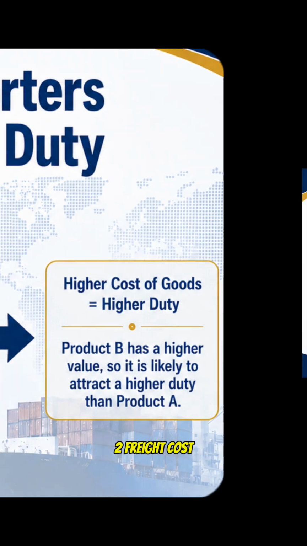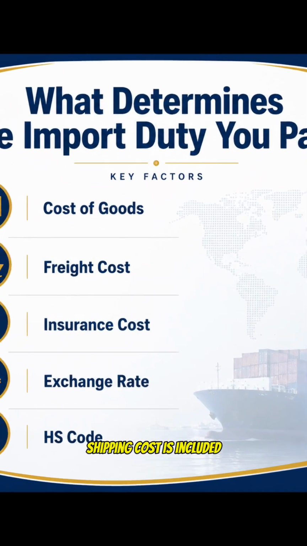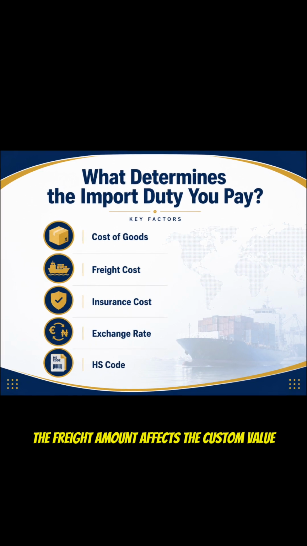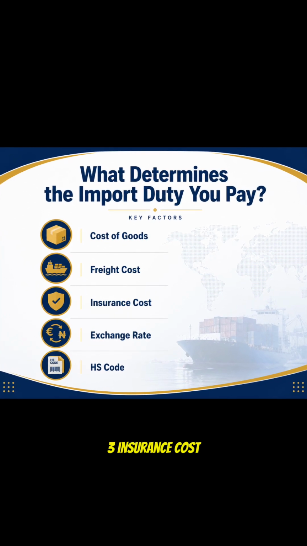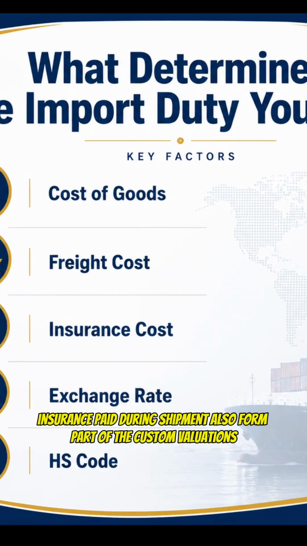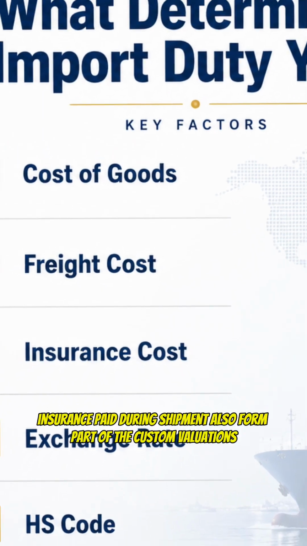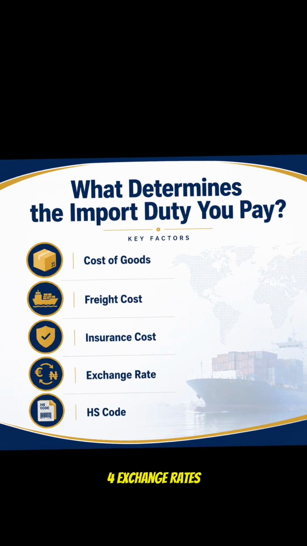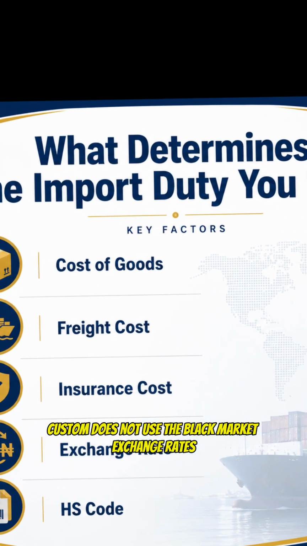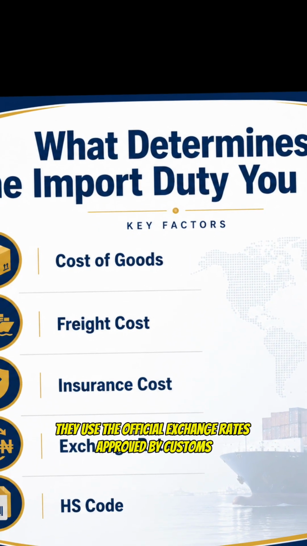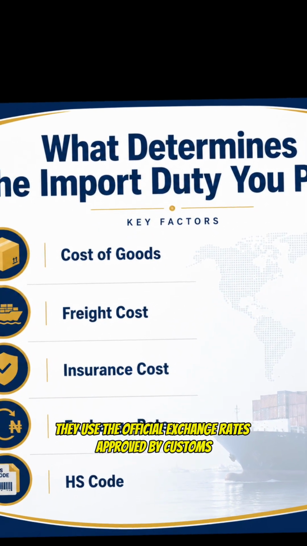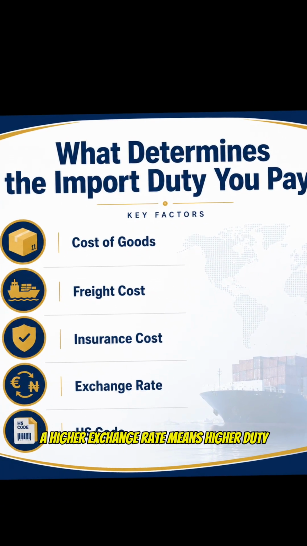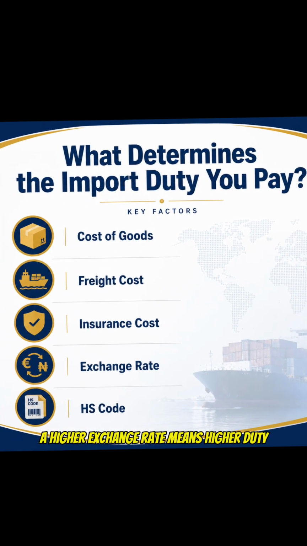2. Freight cost. Shipping cost is included, whether by sea freight or air freight. The freight amount affects the customs value. 3. Insurance cost. Insurance paid during shipment also forms part of the customs valuation. 4. Exchange rate. Customs does not use the black market exchange rate. They use the official exchange rate approved by customs, which is updated regularly. A higher exchange rate means higher duty.